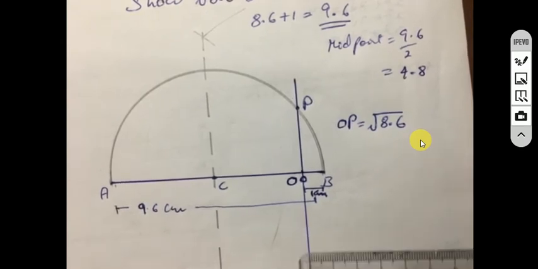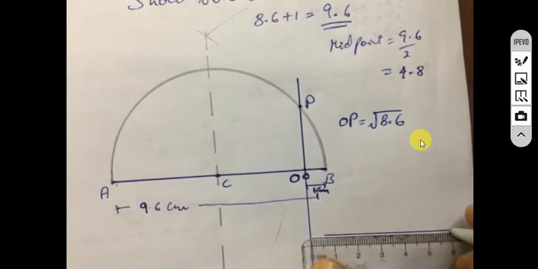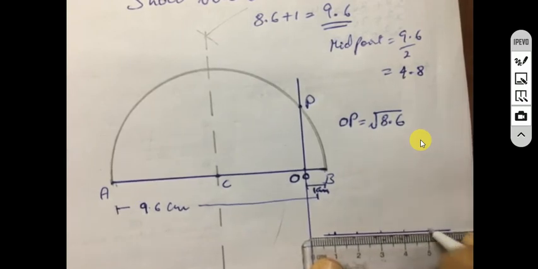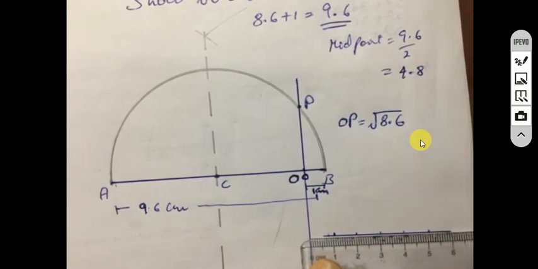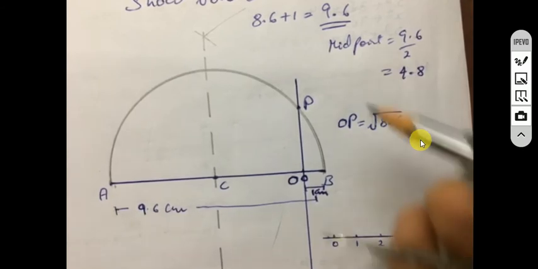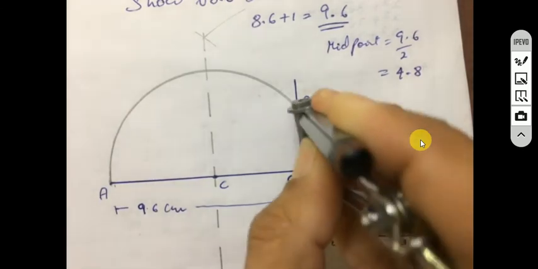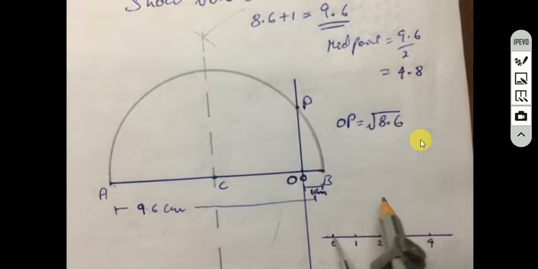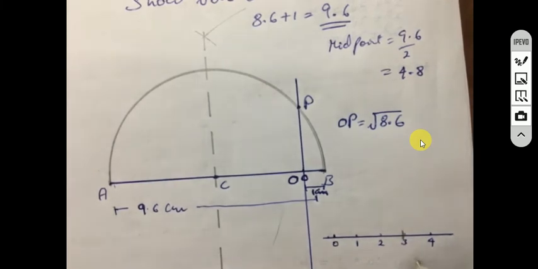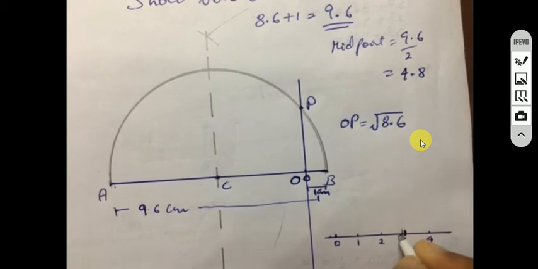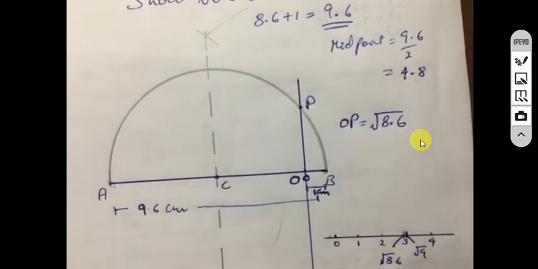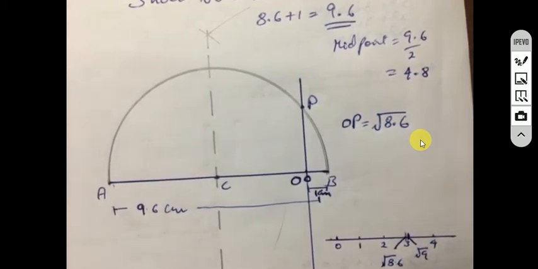And a number line you can draw like this. Keep a scale and draw a number line, taking this as 0, 1, 2, 3, 4. Now I'll measure this segment, and it will cut somewhere over here, before 3. This is 3, and where it cuts will be under root 8.6, because 3 is actually under root 9. So it will be less than 9 and just before 3. This is how you can show it on the number line.